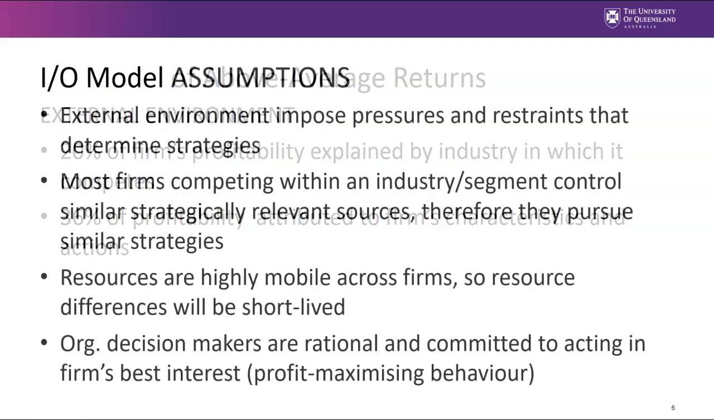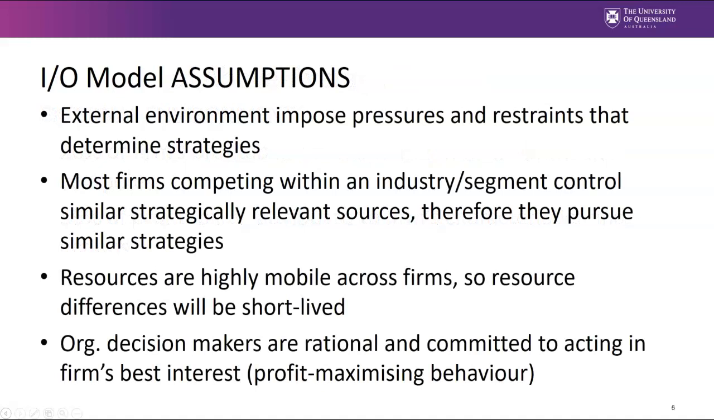So there are a few assumptions that are made when we're talking about the IO model. Some of these big assumptions are, of course, that the external environment will impose pressures and restraints that determine strategies. At the moment, we have a lot of pressures, a lot of restraints that are occurring and influencing the way we are doing things. None of the restaurants decided to shut down during COVID. That was determined by the government.